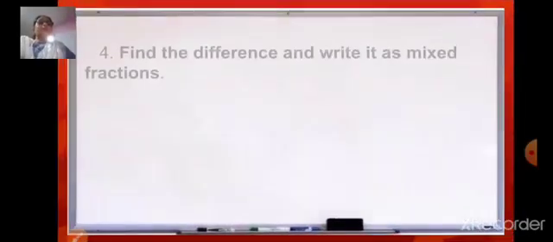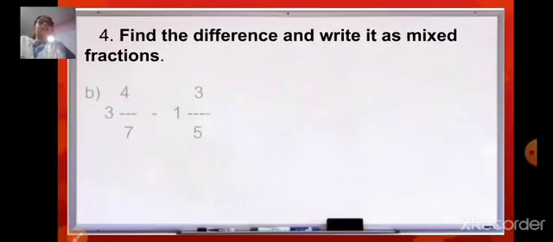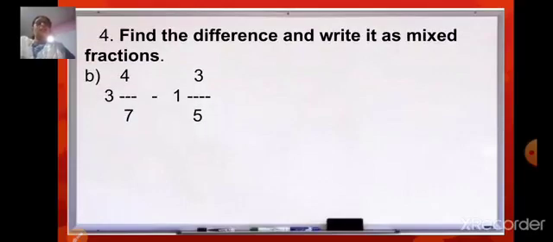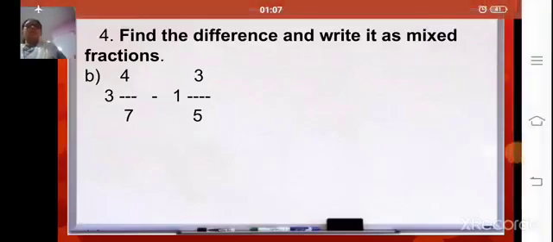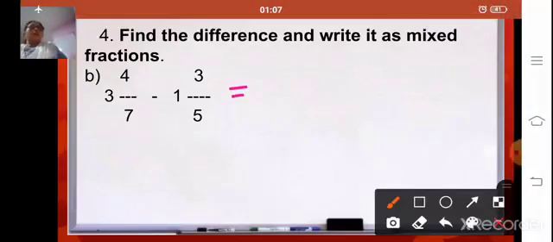So let us solve some exercise sums from 4.4. Find the difference and write it as mixed fractions. Now here your sum is 3 whole 4 upon 7 minus 1 whole 3 upon 5. Here the denominators are different. First change it into improper fractions. 7 3s are 21 plus 4, that is 25 upon 7, minus 5 1s are 5 plus 3, that is 8 upon 5.